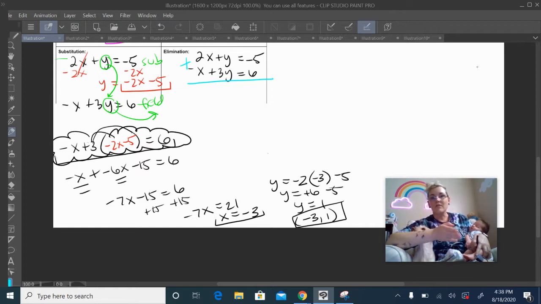Right now, none of them eliminate. So there's an extra step I have to do. What I need to do is multiply either one or both equations by something that will eliminate. Once I multiply, it'll eliminate one of the variables. So let me do it and I think you'll see what I mean.